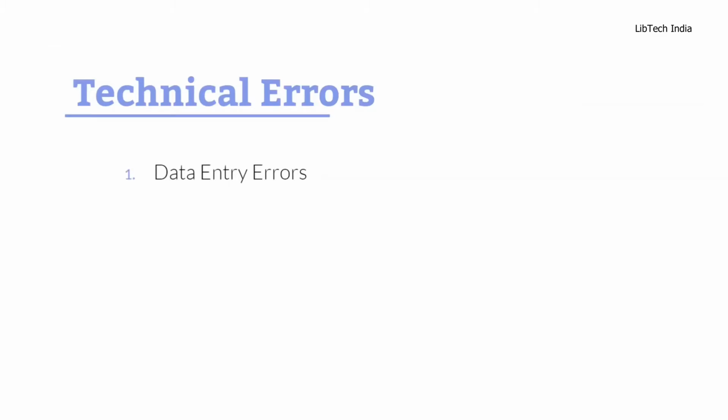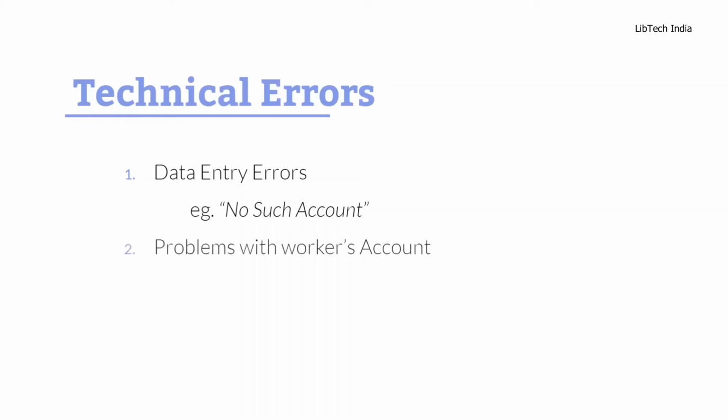First, there are data entry errors. Typically, this can occur when the block operator has entered the wrong account details. On the MIS, an example of this can be displayed as no such account. Second, there are problems with the worker's bank account. If a person does not use their account for a long time, it may get inoperative or dormant, or the bank may have frozen these accounts due to other issues. On the MIS, an example of this can be account closed, dormant, or frozen.